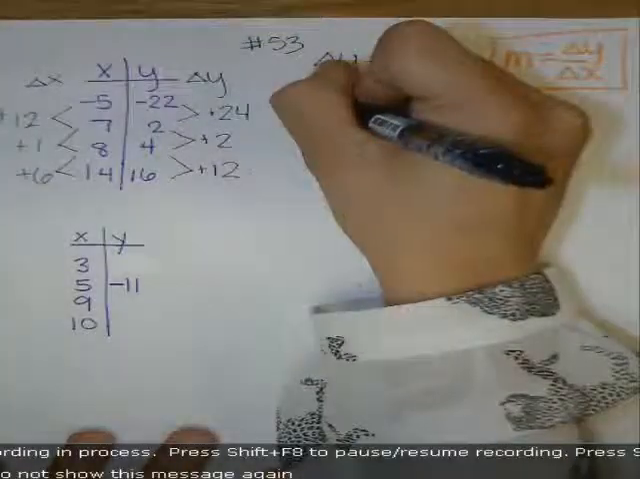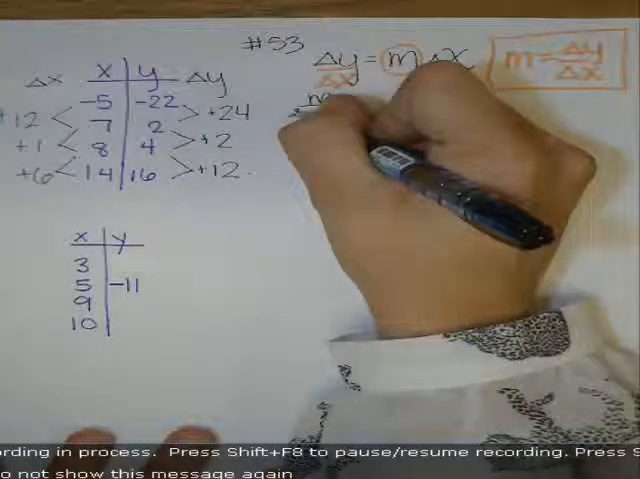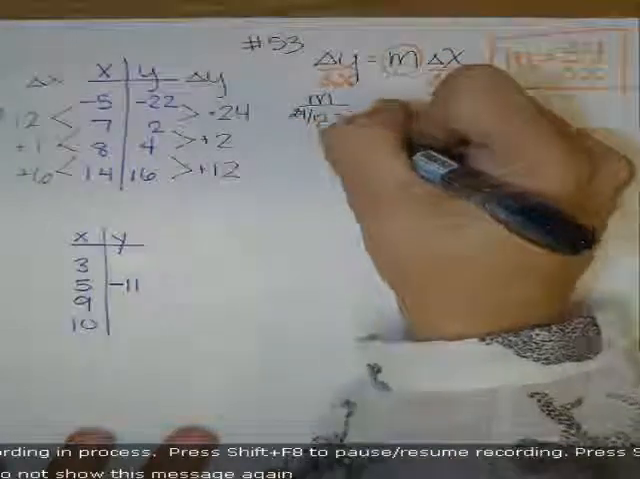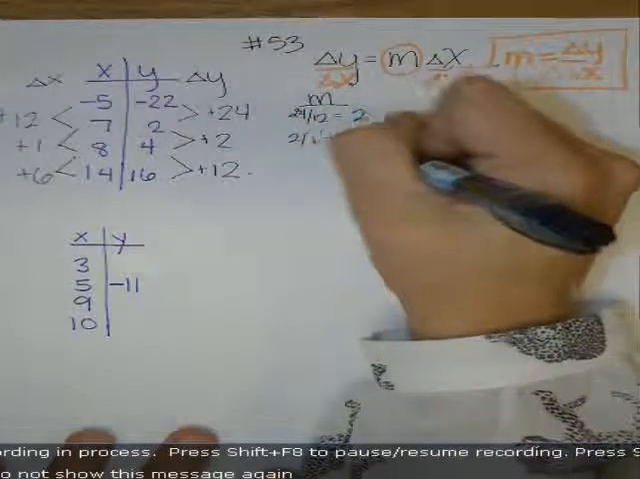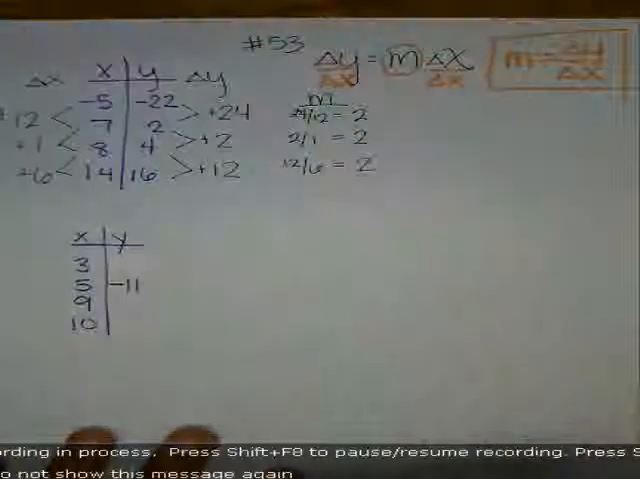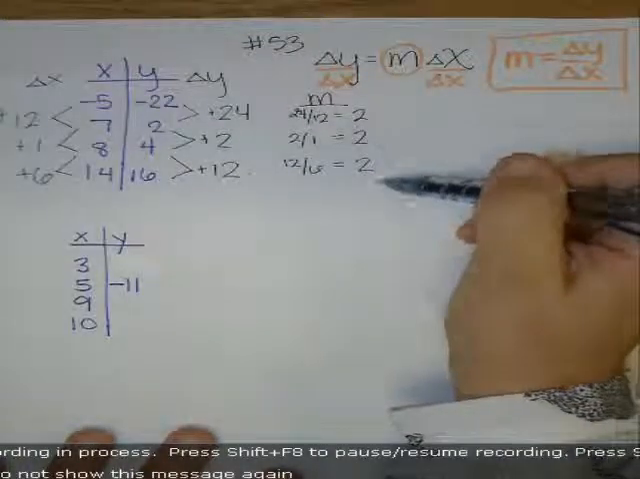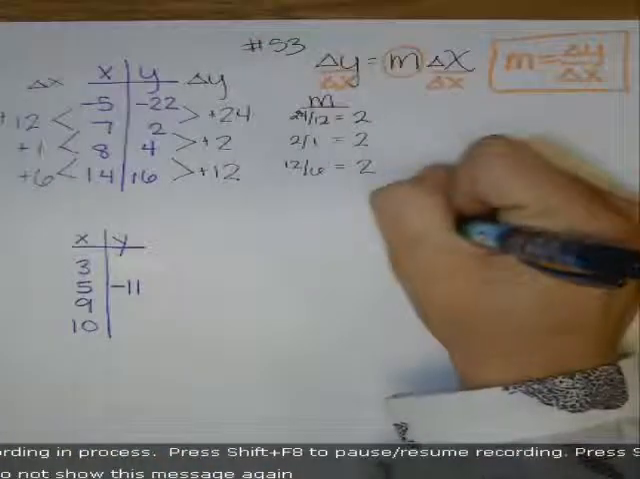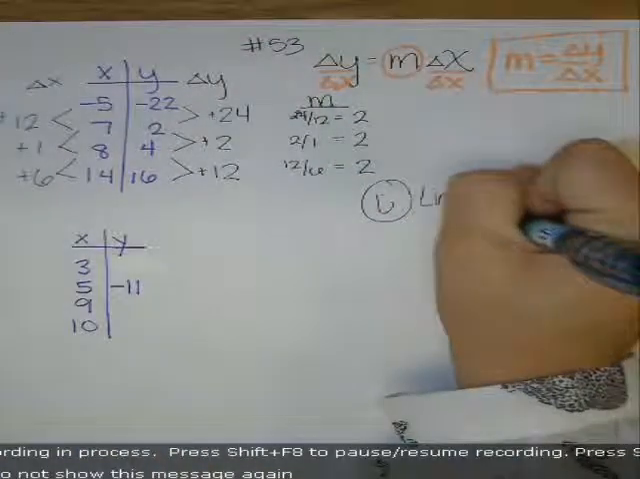The slope, or the constant rate of change here, is calculated by 24 divided by 12, which is 2. 2 divided by 1, which is 2. 12 divided by 6, which is 2. The slope between each point is 2. Thus, this is a linear equation.